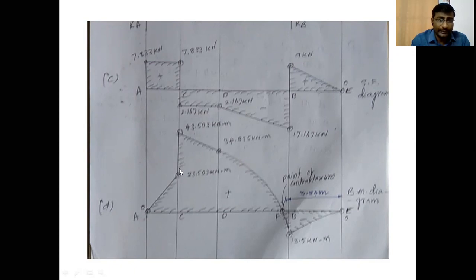Like this: an inclined straight line, a vertical change, an inclined straight line, a parabolic curve from point D to B, and a parabolic curve from point B to E. Like this, we have to join all the points, and then we get the bending moment diagram.